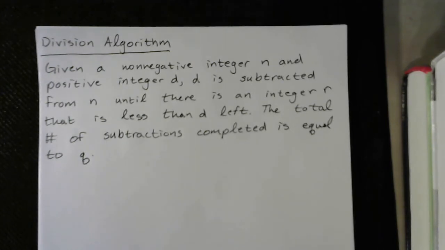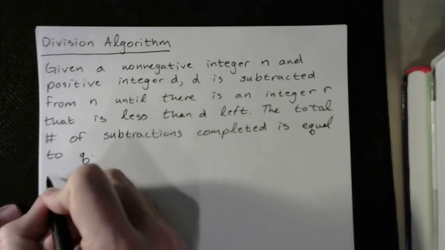So this is the informal version of the division algorithm. This is how we divide numbers. You subtract your divisor d as many times as you can until you hit a number less than d. Your total number of subtractions is your quotient, and your remainder is the r. We know that. We've divided numbers.